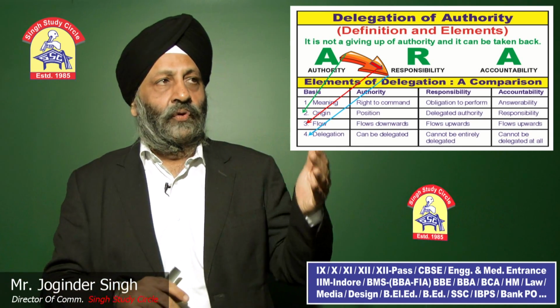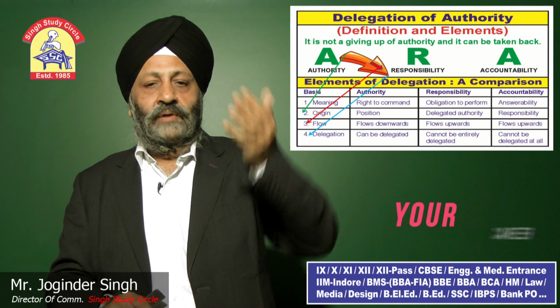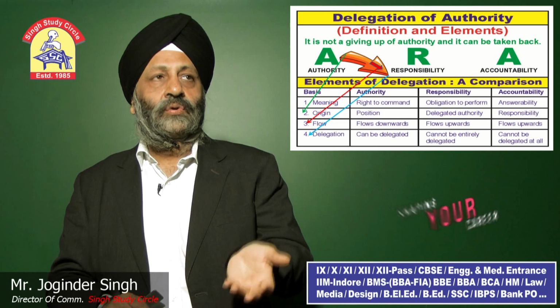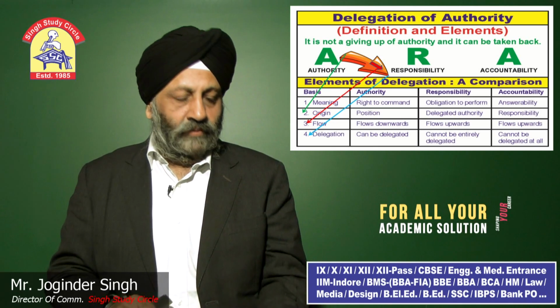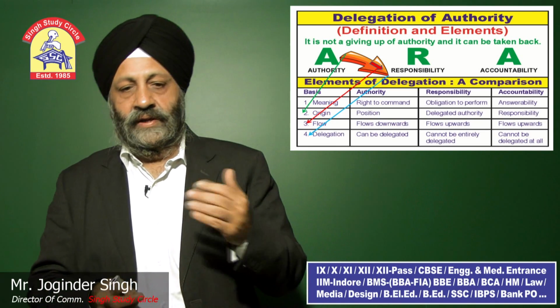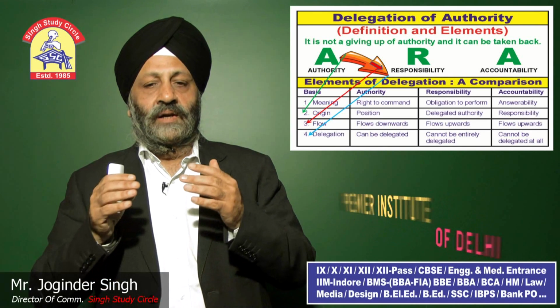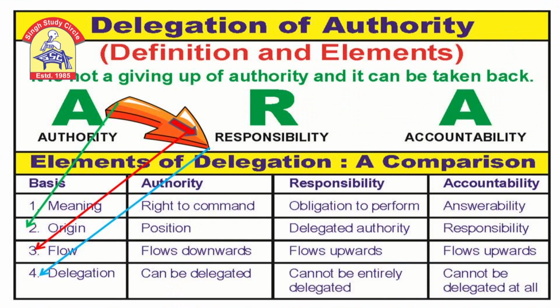Similarly, origin: authority comes from position, responsibility is delegated authority, and accountability originates from responsibility. Similarly, flow: authority flows from upward to downward, responsibility from downward to upward. Similarly, accountability also flows from downward to upward. Similarly, delegation: authority can be delegated, responsibility cannot be delegated. And similarly, accountability also cannot be delegated at all.